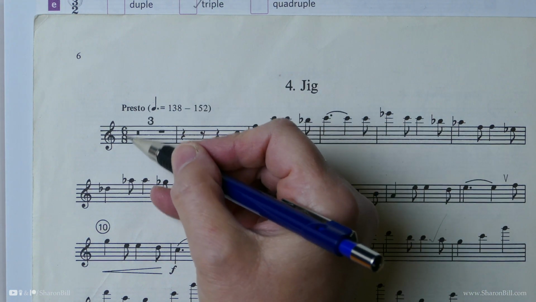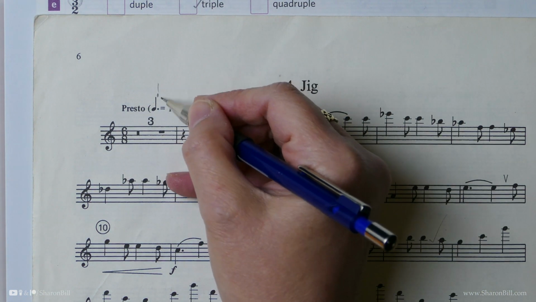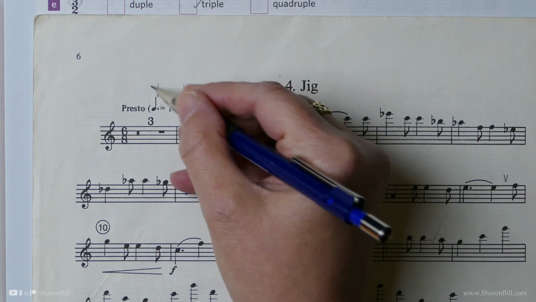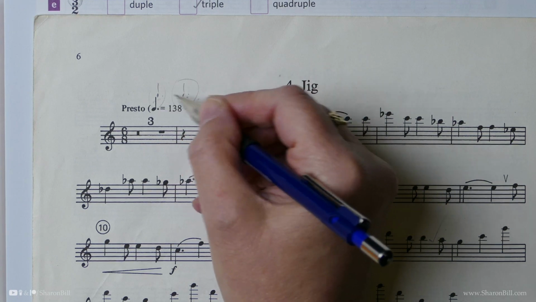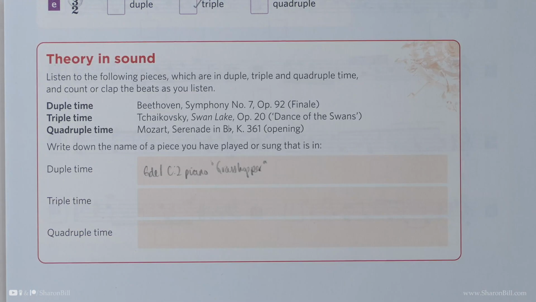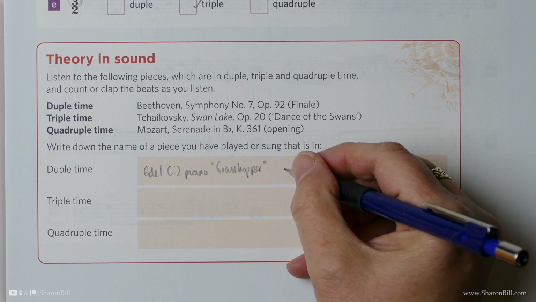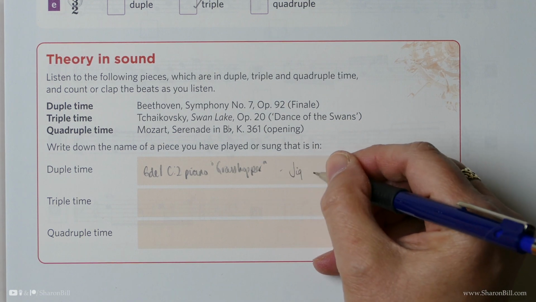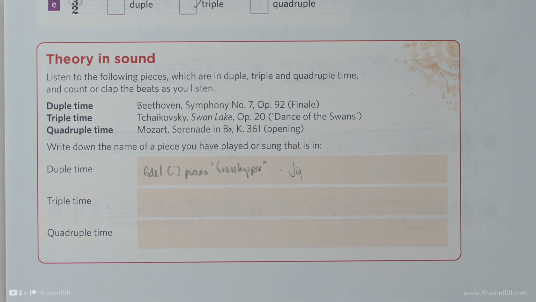And here we've got 6/8, which is 2 dotted crotchet beats per bar. That is still duple time. We will be coming to that later on in this grade. So just as a sneak peek, we have the jig from the partita. That's a flute piece. Now, again, we're moving on a little bit, just a sneak peek at some other things that we'll be looking at.